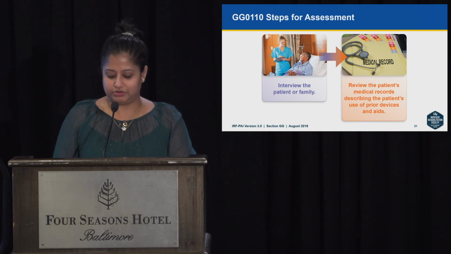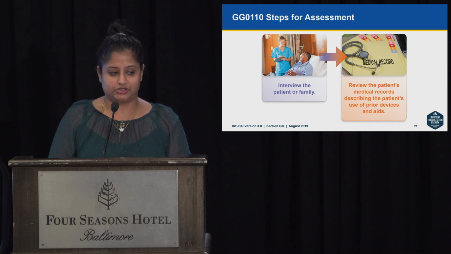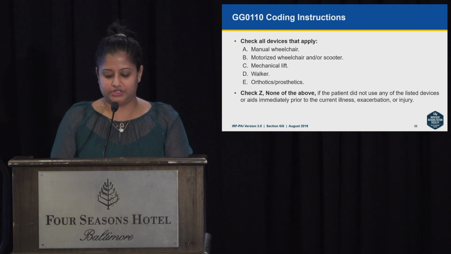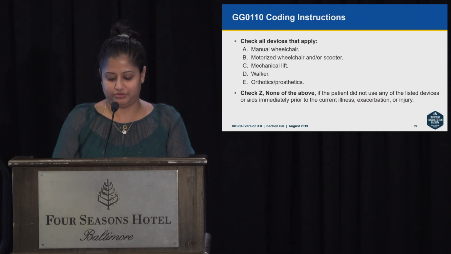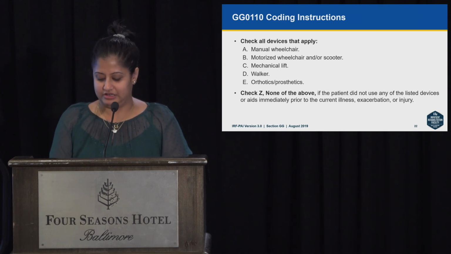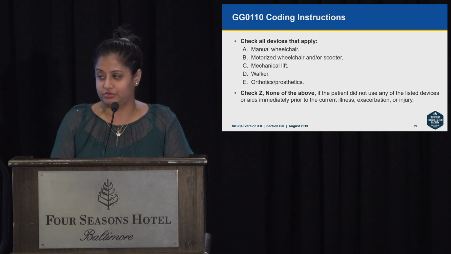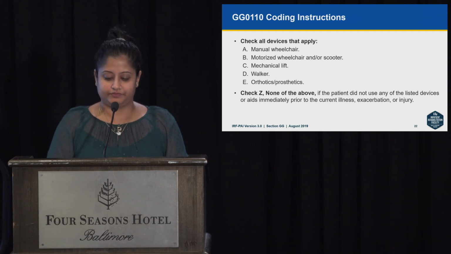And again, you would only report devices and aids used immediately prior to the current illness, exacerbation, or injury for this section as well. For coding instructions, you would check all the devices that apply, so listed here A through E. If you do check Z, none of the above, this means that none of the devices listed A through E were used.